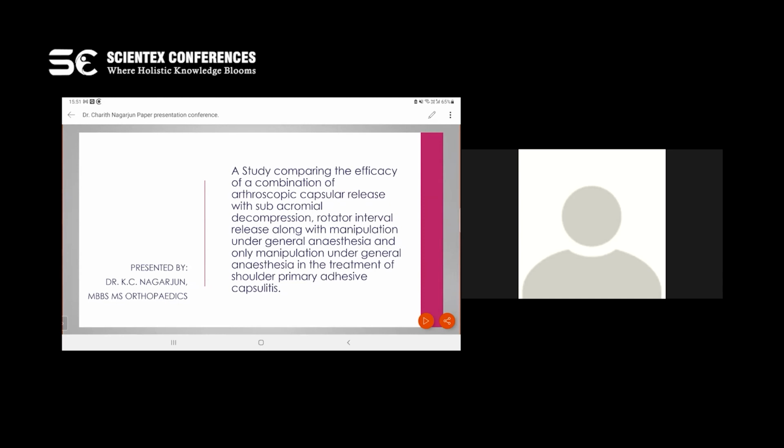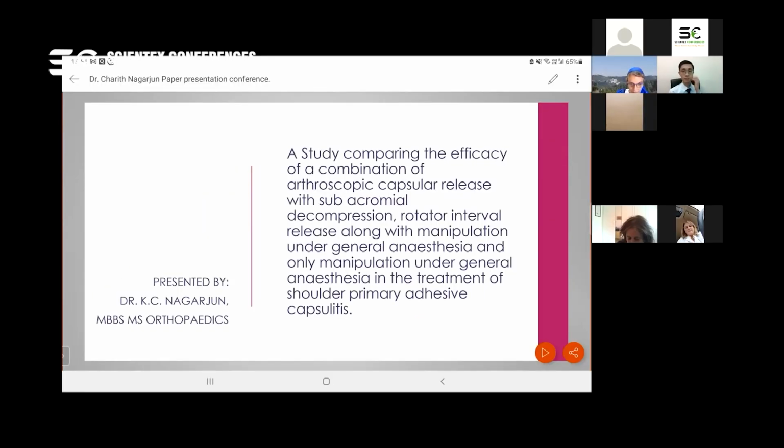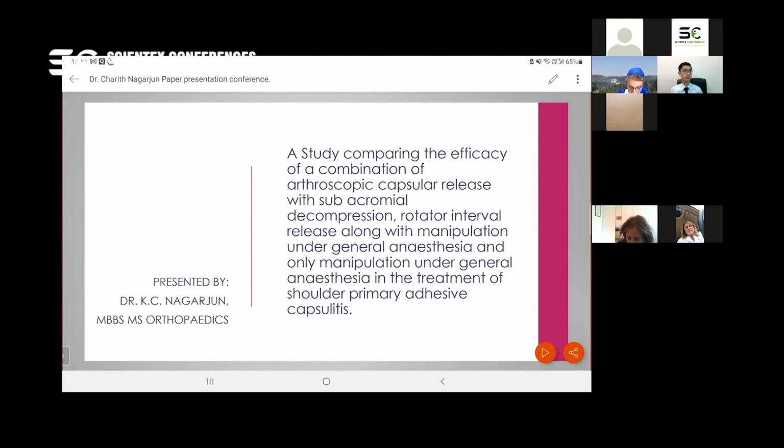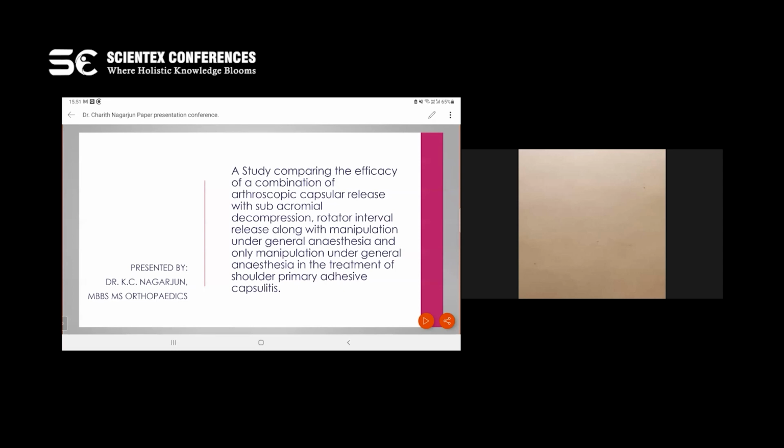We have compared the treatment efficacy of manipulation under general anesthesia alone and a combination of manipulation under general anesthesia with arthroscopic adhesiolysis, subacromial decompression and rotator interval release. First I would like to introduce my topic by explaining the basics of frozen shoulder, that is adhesive capsulitis of the shoulder. Following that, I will explain how I conducted my study and what the outcomes of our study were.